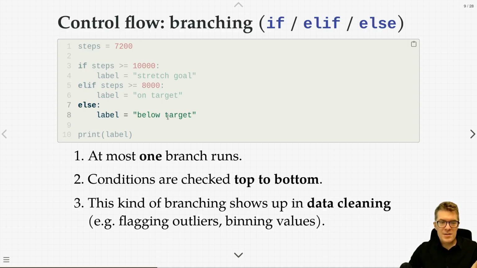This kind of branching will allow us to do all kinds of things. It'll help us in data cleaning later on in the course. This will help us flag outliers. This will help us bin values into sort of partitions of data. This will all make sense later, but this is a nice, clean way to account for all possibilities of, say, a variable in this case, or some condition in the world. It's clean, concise, and elegant.